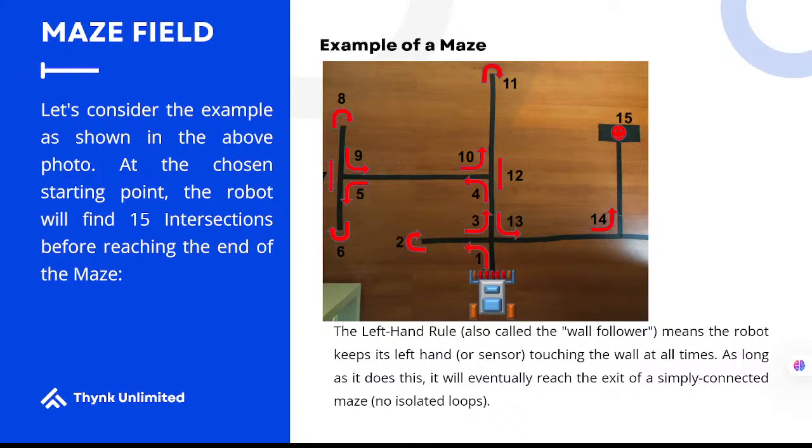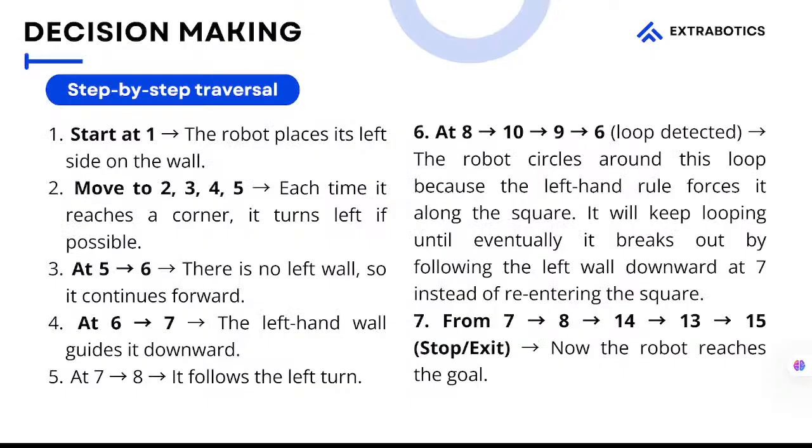This is just a basic algorithm which we use to explain how the robot places its left side on the wall, at start number 1, then moves to 2, 3, 4. Each time it reaches the corner, it turns left if possible. Yeah, that is like a basic explanation.